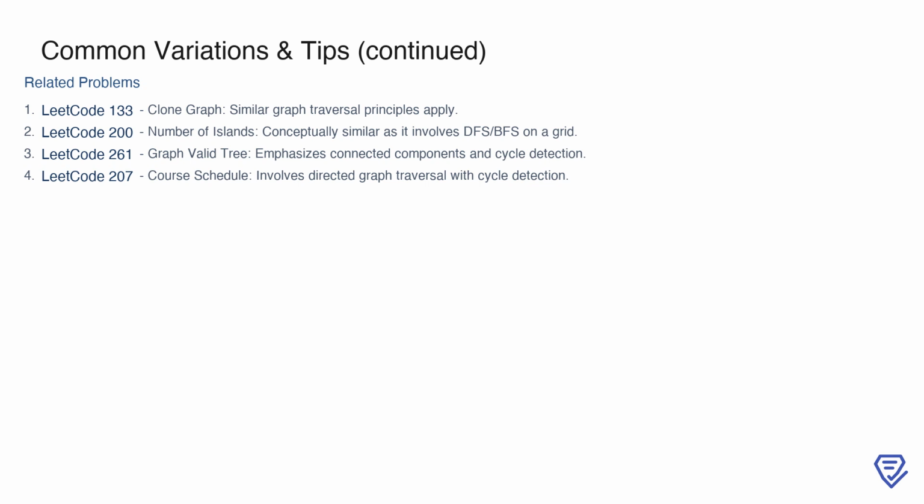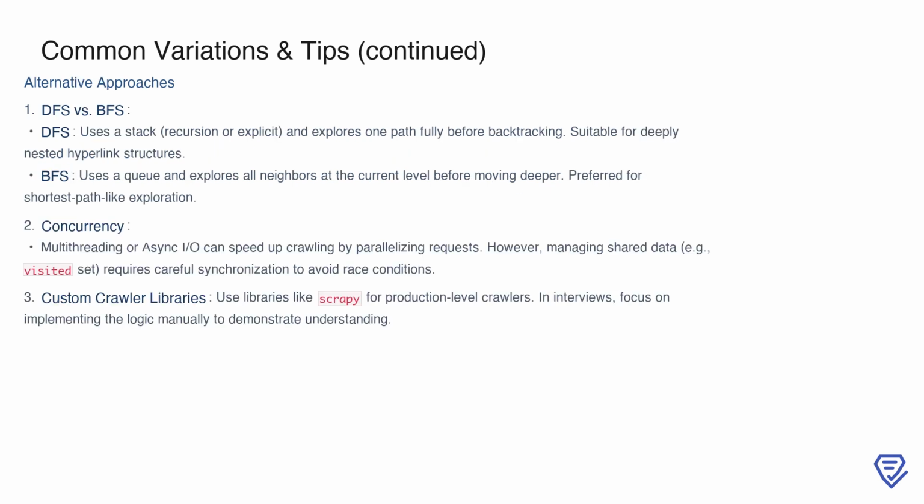There are several alternative approaches to consider when implementing a web crawler. First, you can choose between DFS and BFS depending on the structure of the web graph you're crawling. DFS, which uses a stack, is better suited for deeply nested hyperlink structures because it explores one path fully before backtracking. On the other hand, BFS, which uses a queue, is ideal for exploring all links at the current depth first, making it a good choice for tasks that prioritize level order processing.